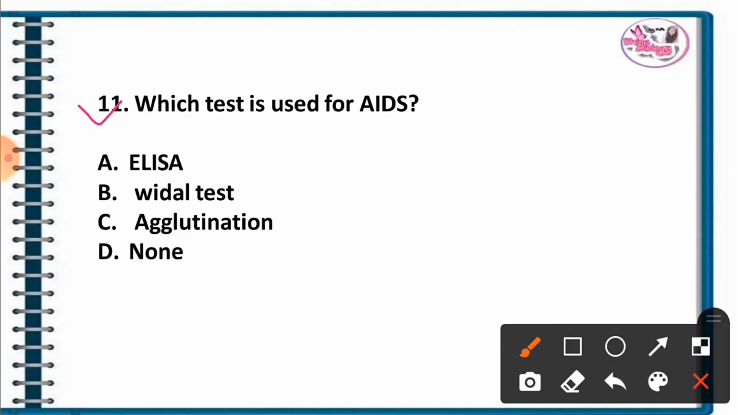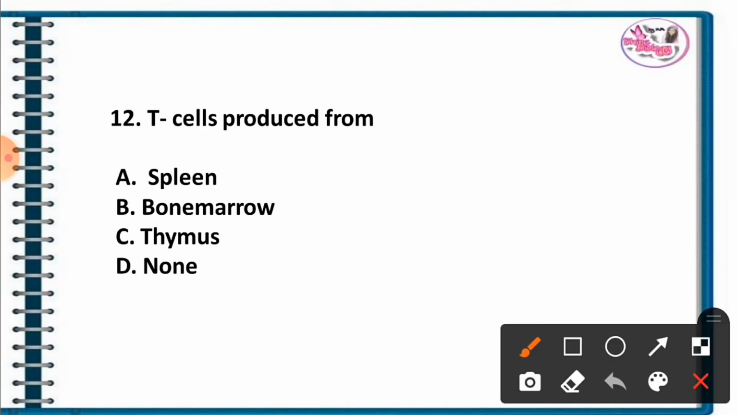Question 11. Which test is used for AIDS? The correct answer is option A. ELISA test is used for AIDS. Question 12. T cell is produced from. The correct answer is option C. Thymus.